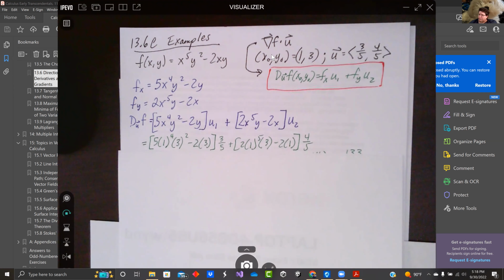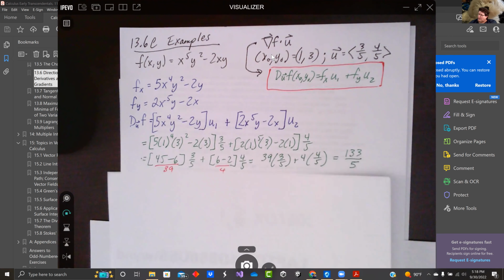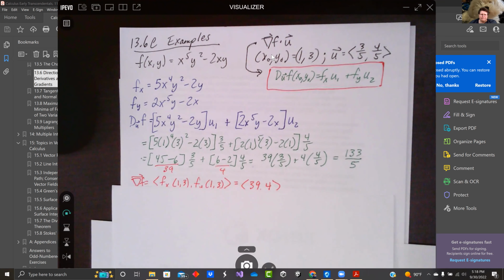Then we're going to evaluate. Plug in x naught, y naught, u1, u2. A bunch of work there. Go through it. You'll see we get the directional derivative is 133 over 5.